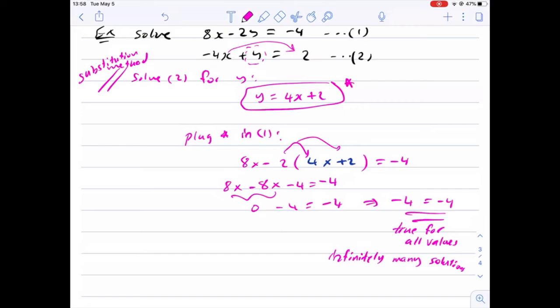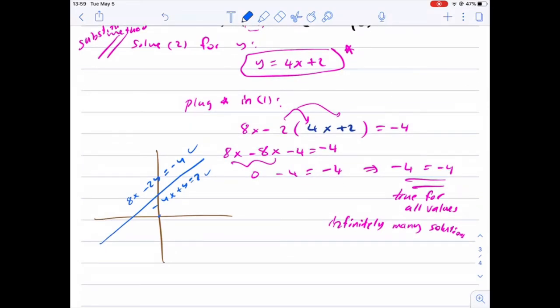And this means that the two lines coincide. They meet everywhere. So the graph looks like this, and this represents both 8x minus 2y equals negative 4 and negative 4x plus y equals 2, because if you substitute, for example, x equals 0, you get from the first one y equals 2. If you substitute x equals 0 in the second one, you get 2. So you get the same values for all values of x and all values of y. So that means that we have infinitely many solutions.